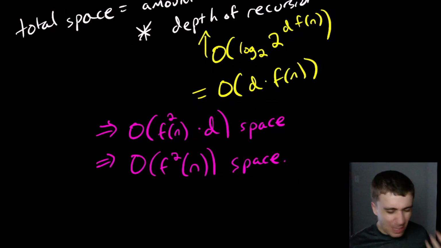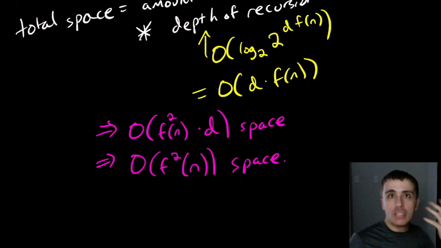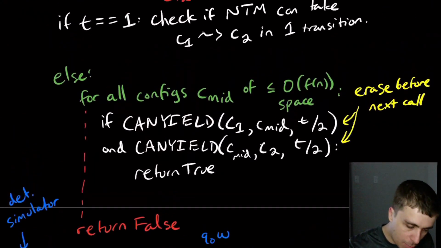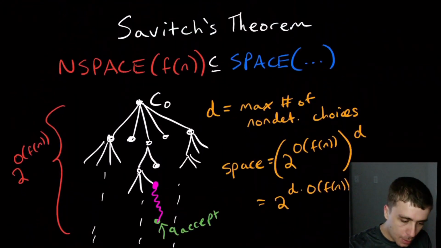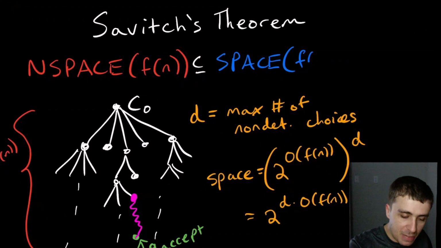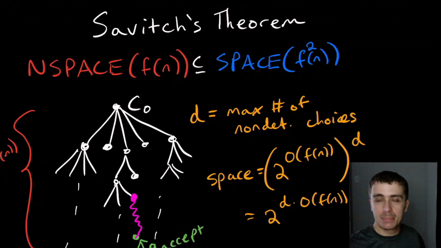I'm actually not sure if there's even a better result known than this, whether you can actually get below 2 here. But the fact that you can simulate a non-deterministic thing with only a quadratic blow-up in the amount of space that is used is really awesome. So we can come back up here to Savitch's theorem, and we can finally fill this in to say that non-deterministic f of n space is a subset of deterministic f of n squared space, which is pretty dang cool.